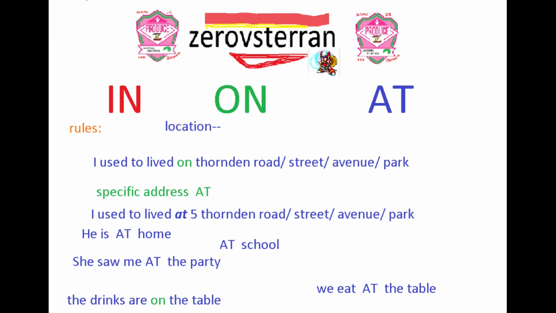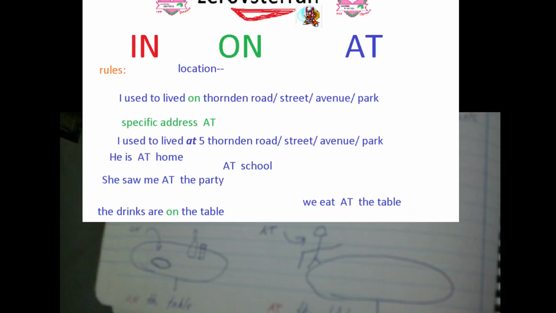I am at home. My wife is at school. I saw you at the party. We eat at the table. So when it's a specific place, we use at. But be careful, it's at the table because I'm talking about a specific place. It's not on the table.